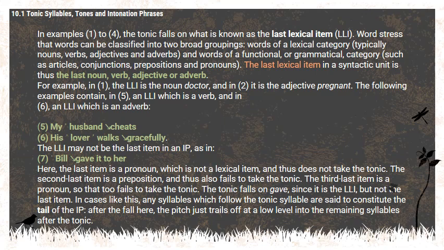The second last item is a preposition and thus also fails to take the tonic. The third last item is a pronoun, so that too fails to take the tonic. The tonic falls on gave, since it is the LLI, but not the last item. In a case like this, any syllables which follow the tonic syllable are said to constitute the tail of the IP. After the fall here, the pitch just trails off at a low level into the remaining syllables after the tonic.